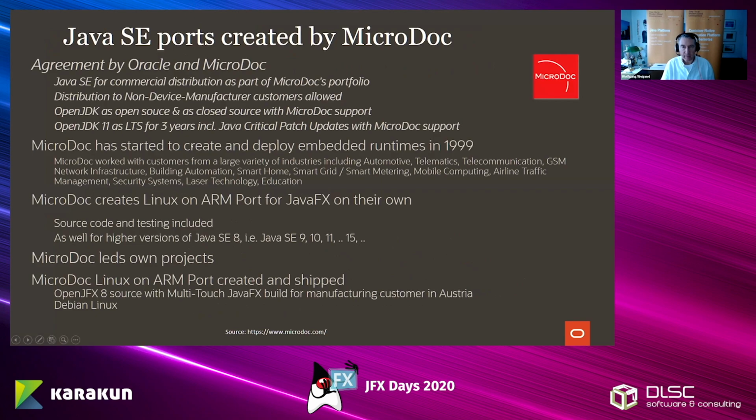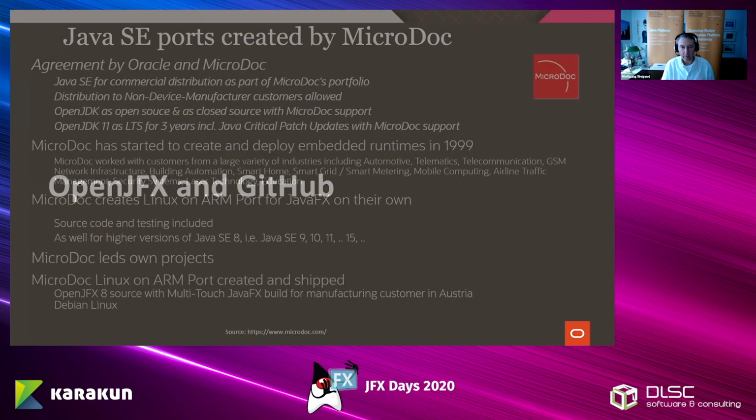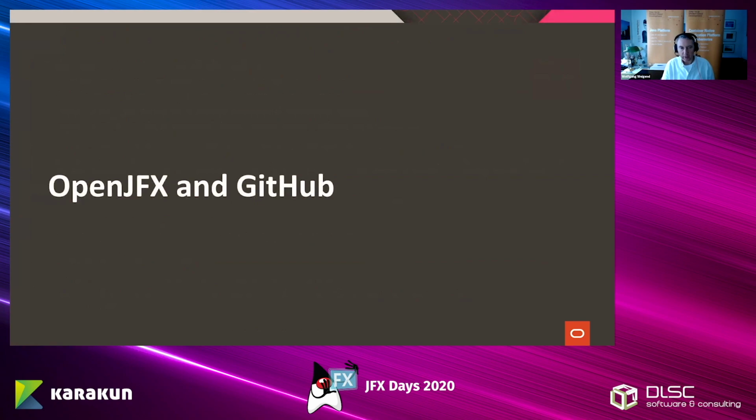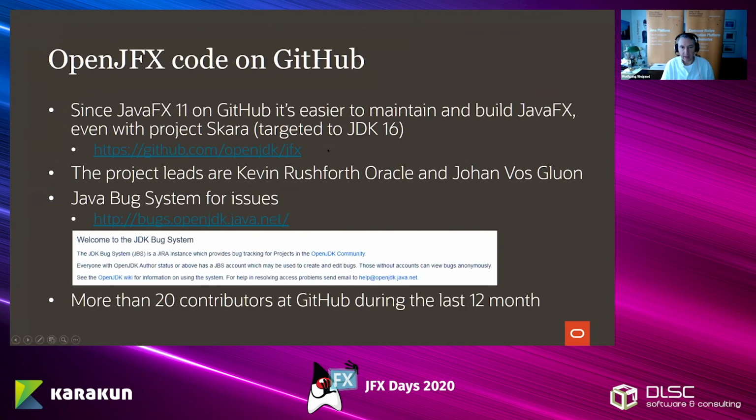I mentioned this from Microdoc. If someone has any device which is not possible to get aligned with Java, Microdoc can do it. They can build Linux on ARM ports with JavaFX on it, whatever. It's possible for them to have something built up, and they can support this with their development people in Munich. Now everyone can contribute. I mentioned this earlier with OpenJFX on GitHub, and it's the easiest way to look at the repo. And with Project Scala, this is targeted for JDK 16.